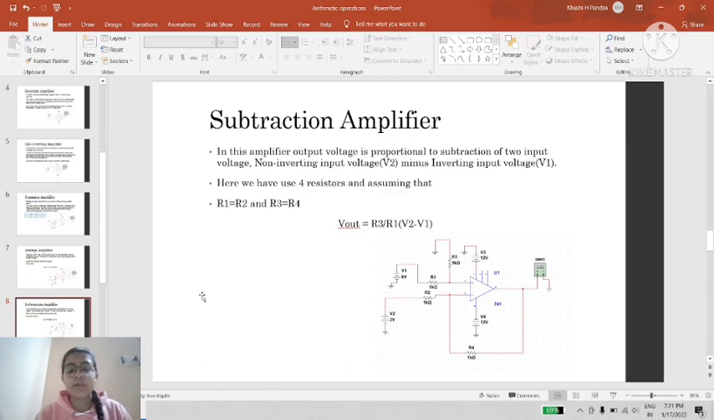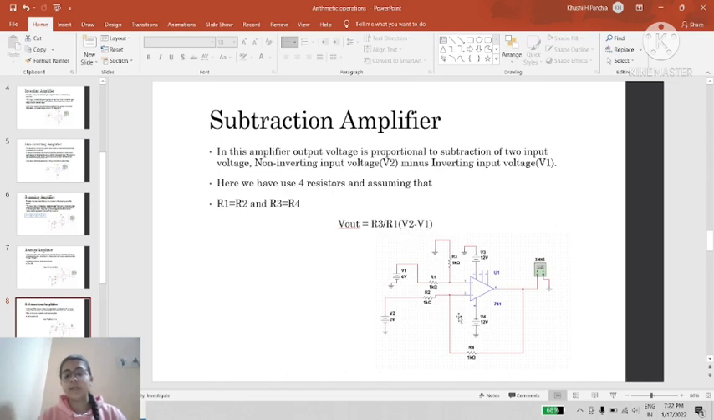In the previous amplifiers, we have connected only one terminal with a supply voltage and the other terminal with ground. But in this circuit, we have connected both terminals with a supply voltage. So the output of this circuit is proportional to the difference of non-inverting input minus inverting input. As you can see in the formula, R3 upon R1 into V2 minus V1.